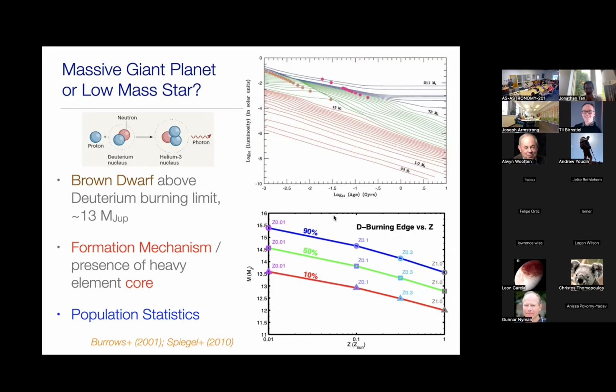So how long does this deuterium burning last? Could we distinguish them because of some other effect that they're having in their environment? What little things will make them different, to say, oh, I have a 13 Jupiter mass planet, or is it a brown dwarf?